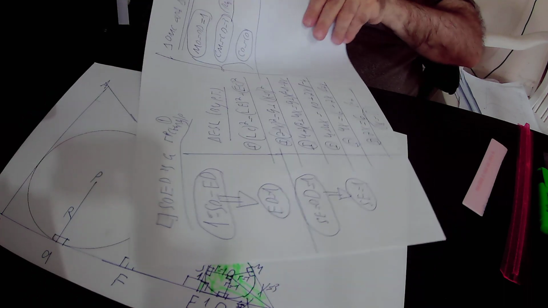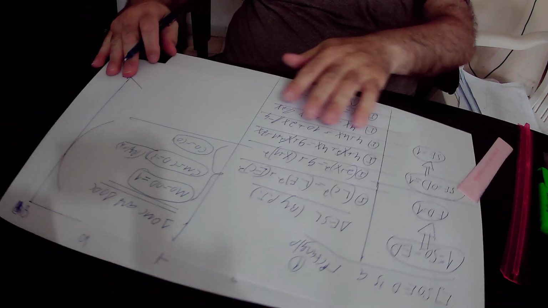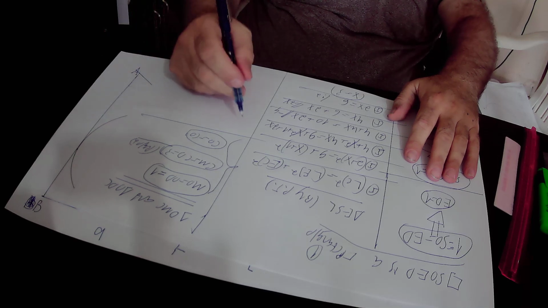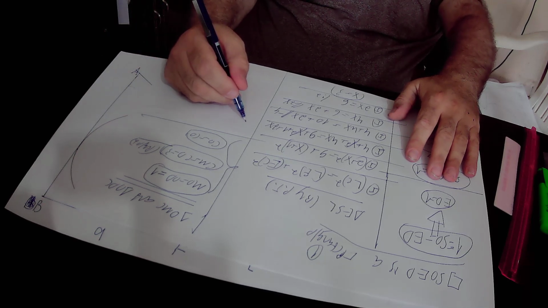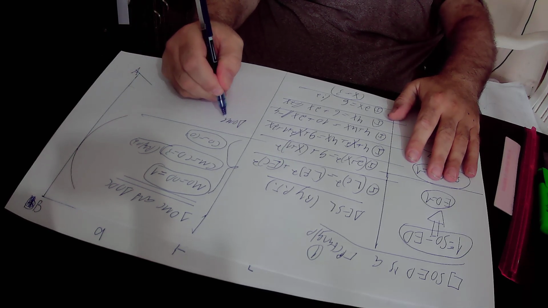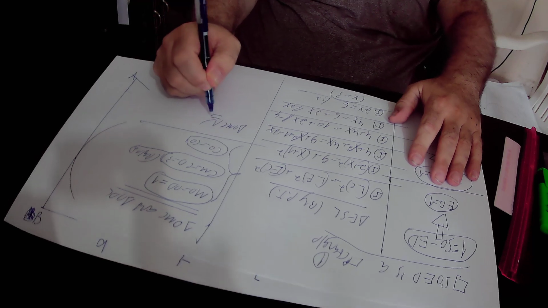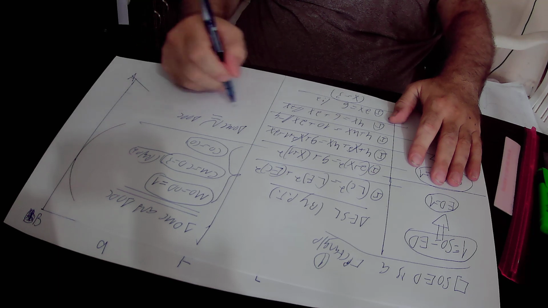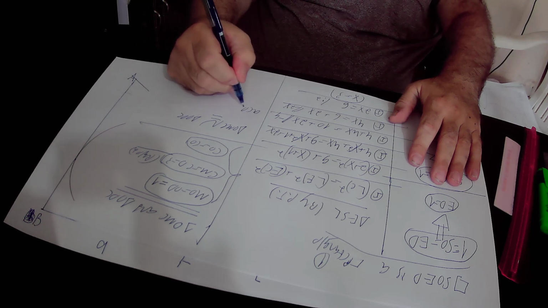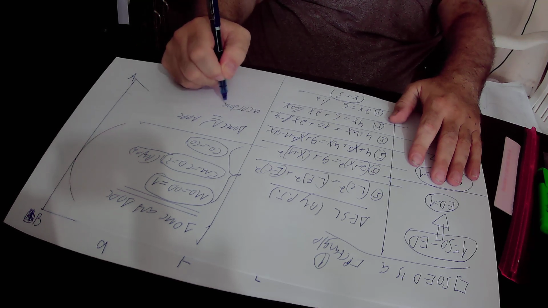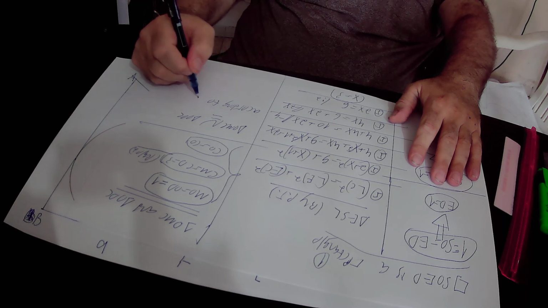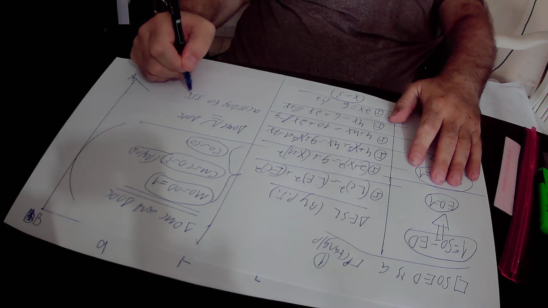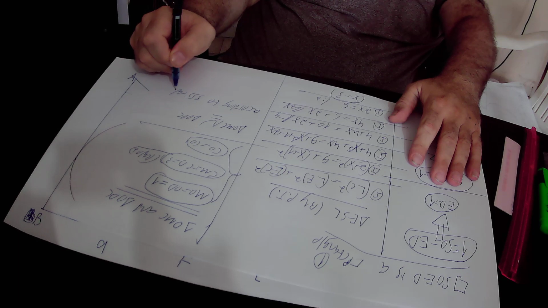So I will write it down. We actually proved that triangle OMC is congruent, this is the sign of congruent, to triangle ODC according to side rule. Okay.